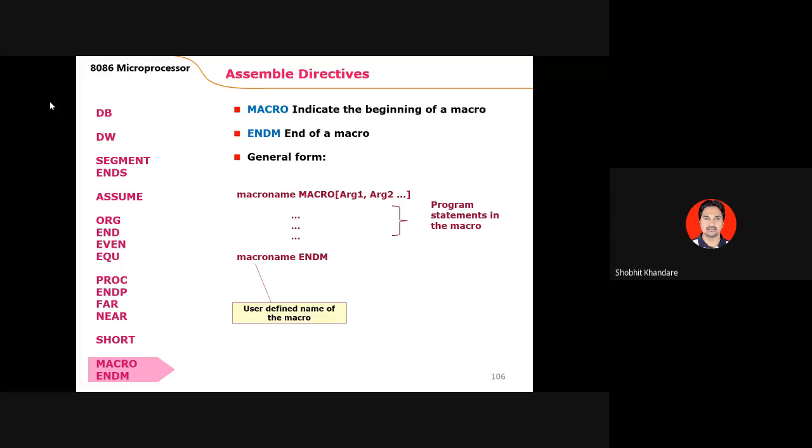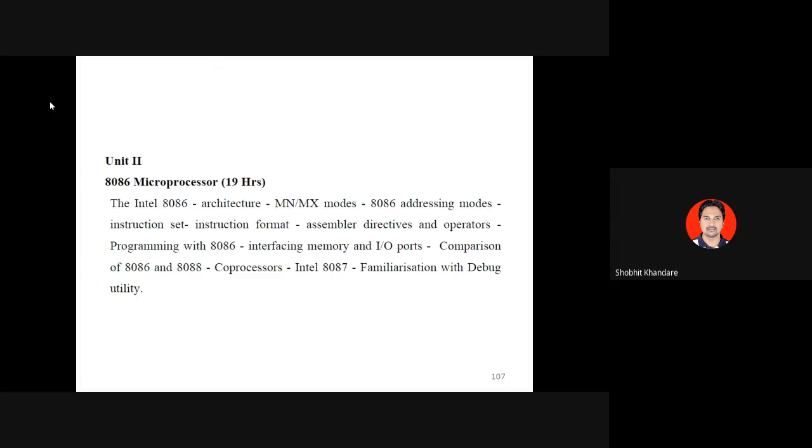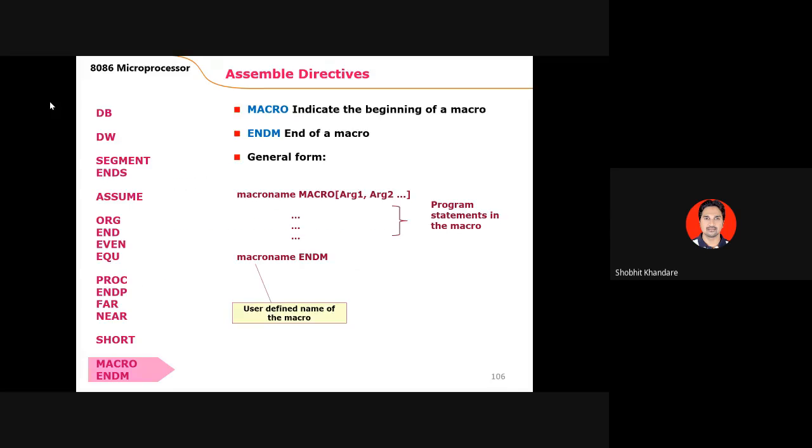Okay, and there is a difference between the procedure and the macro. I think you must have studied this in some other programming too, but if you are interested, you can go through this. But this is not part of your syllabus, so we won't go into it. We will not go into the detail of understanding this. Okay, so this is the end of the assembler directives.